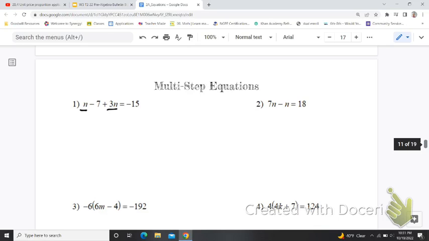In this case, simplifying is going to include getting those two variable terms together. So remember that counts as 1n. 1n and 3n make 4n. We still have the -7 equal -15. So whether I call it negative 7 or minus 7, it's the same, okay?